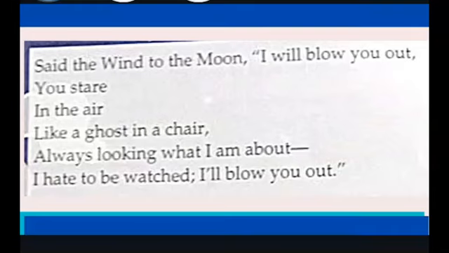I'll blow you out. So now here the wind is telling the moon that you are always staring at me like a ghost sitting in a chair, and always trying to see what I am doing, and I hate somebody staring at me. So I'm angry with you and I want to blow you out. Okay, so here the wind is speaking very angrily and threatening the moon that he'll blow her out of the sky.